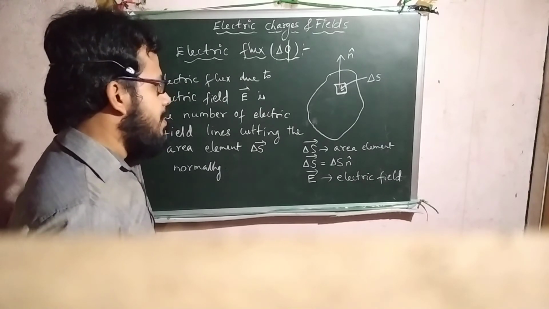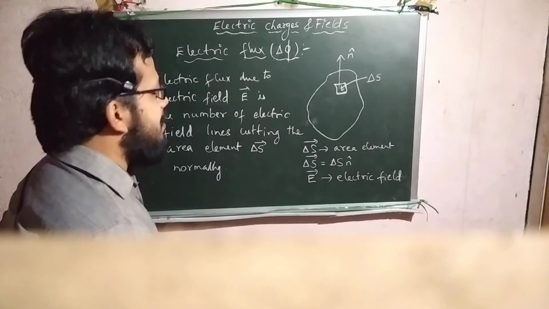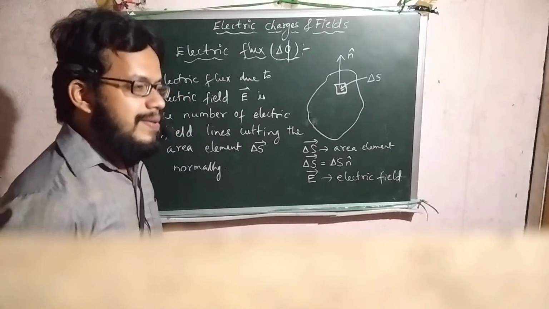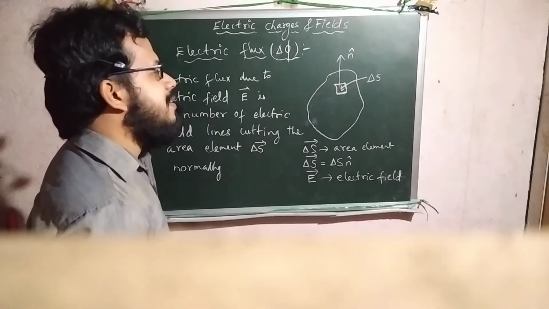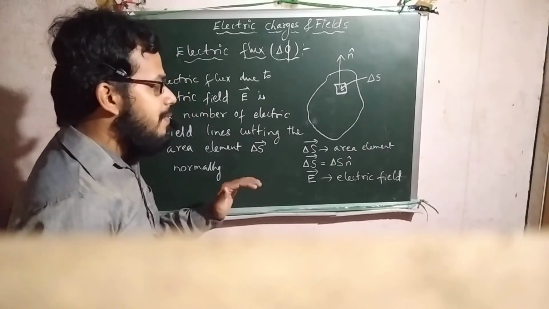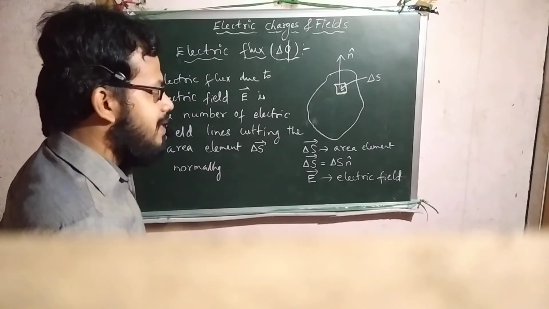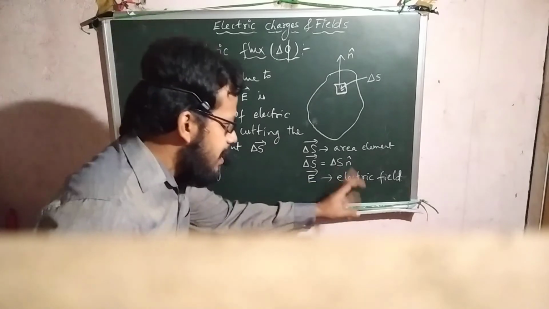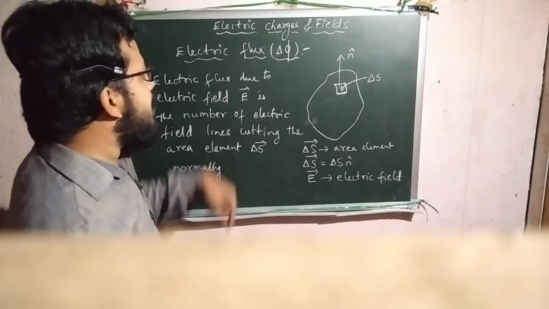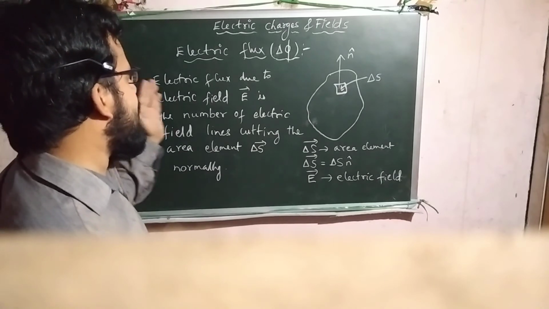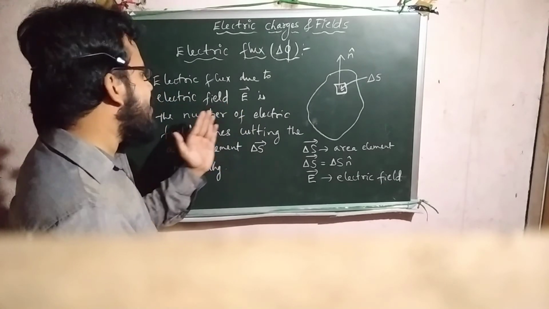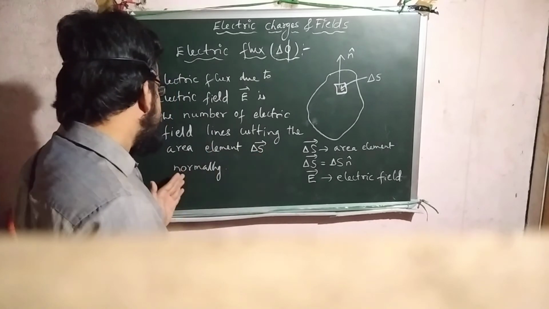Okay, don't be serious. Take it as funny. You can understand it. Just taking it seriously and reading it again and again and trying to by heart it, by hearting you cannot understand. Just remember word by word and relate them. Then you can understand. That is what I am doing now. Area element, electric field. Now, using the concept that we know, that is electric field lines, we are into electric flux. So the definition of electric flux is: electric flux due to electric field E is the number of electric field lines cutting the area element delta S normally.